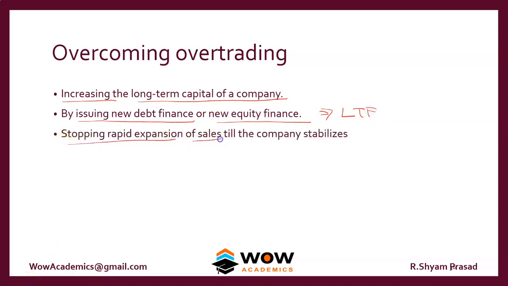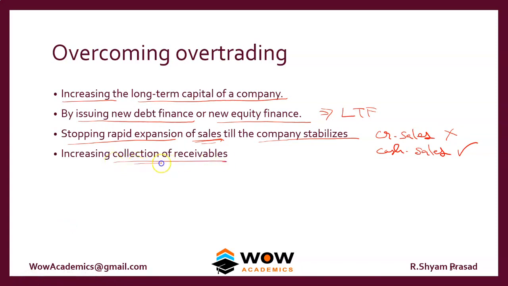Stopping rapid expansion of sales till the company stabilizes. If the company is not able to keep churning out their business, what they should do is stop their sales, especially the credit sales. If it's cash sales, it's very good for the company, but credit sales are very bad for the company. So the company has to stop credit sales.